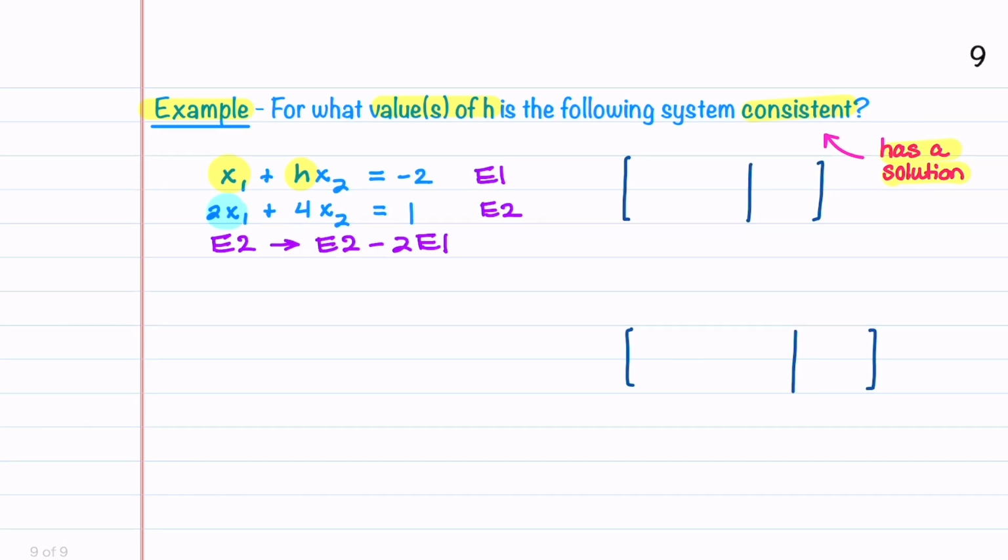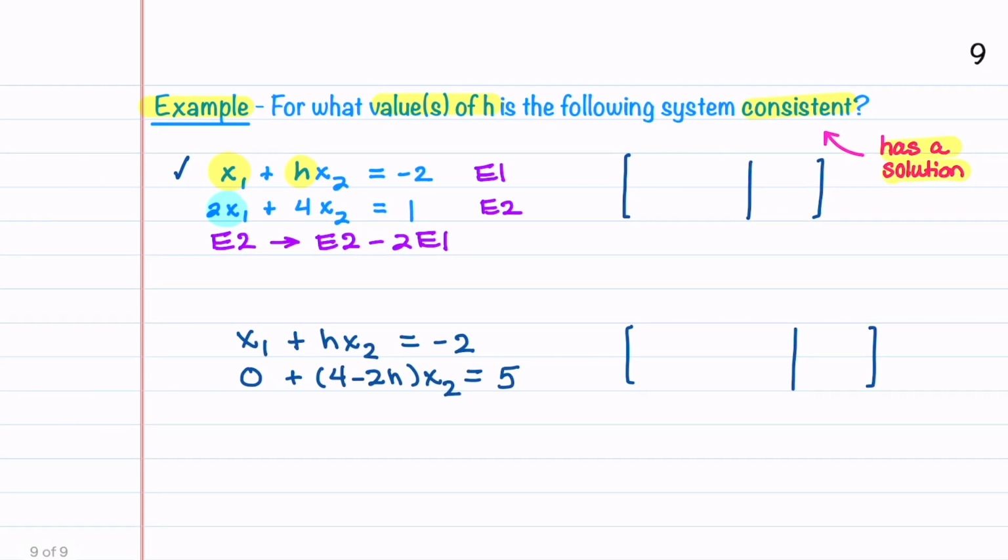This is going to give us x1 plus hx2 is equal to minus 2. That one stays the same. And then we're going to multiply equation 1 by minus 2 and add it to equation 2. We get 0. And then we have 4 minus 2h times x2 is equal to minus 2 times 2, which is 4, plus 1 gives us a 5.